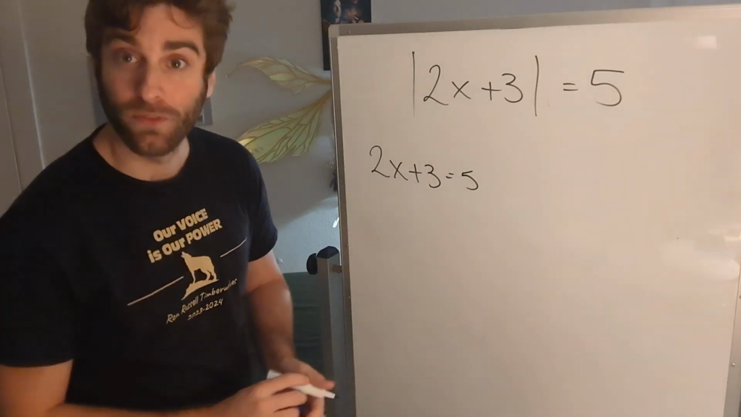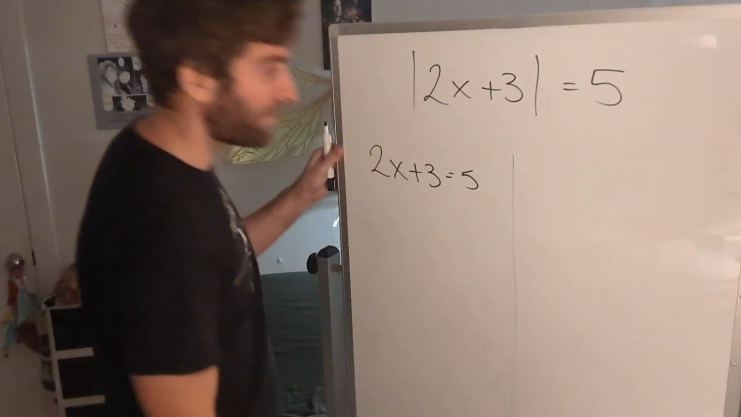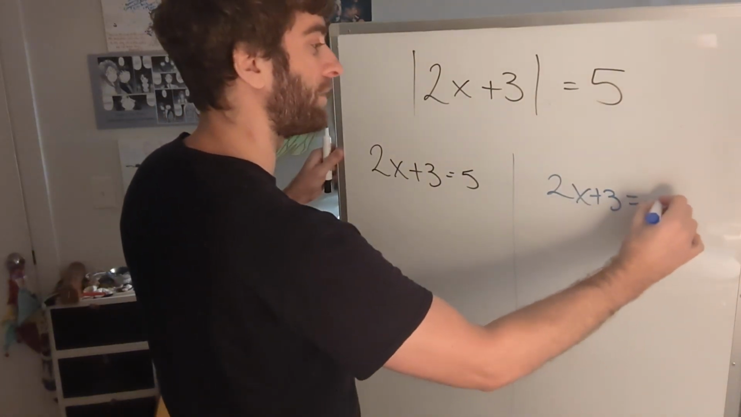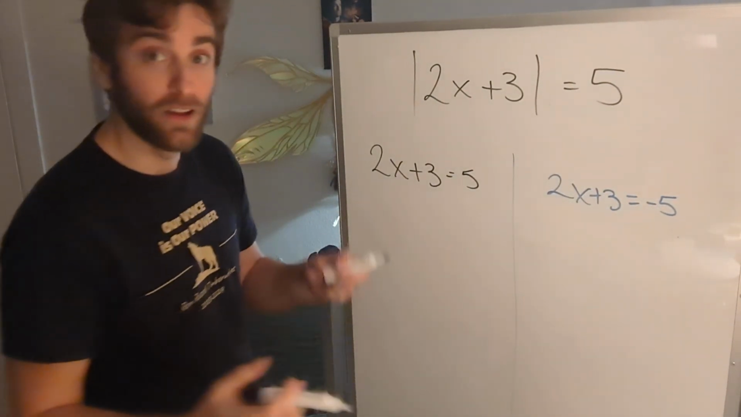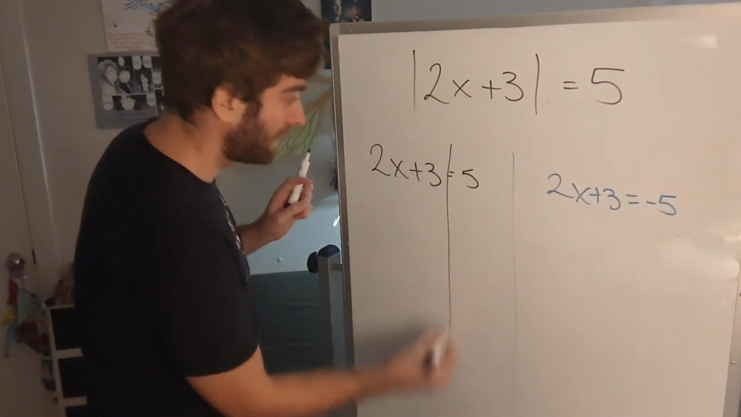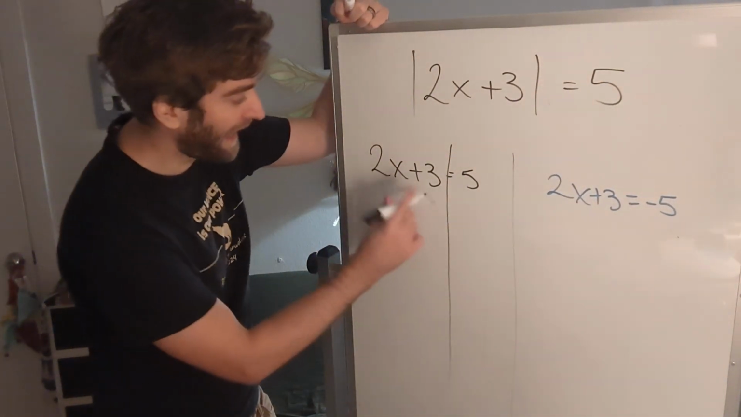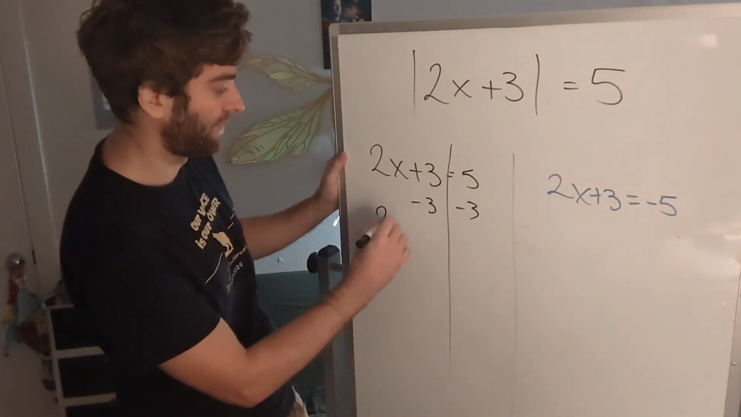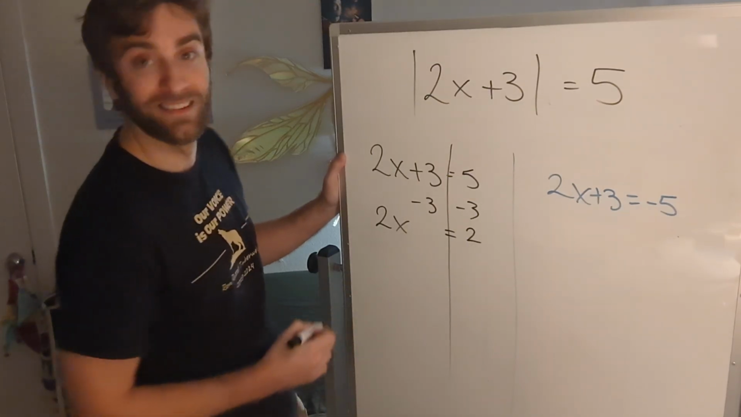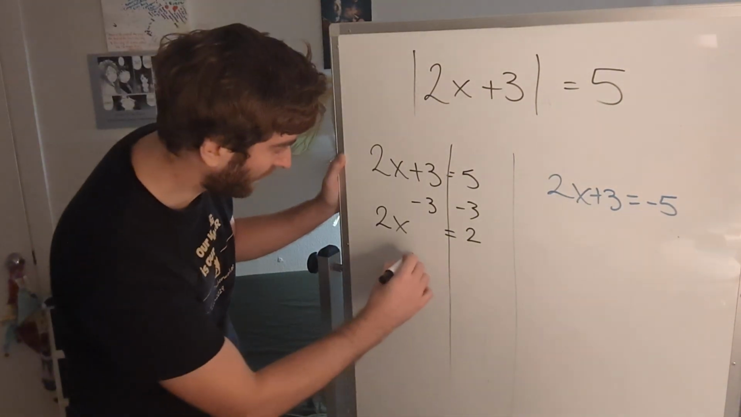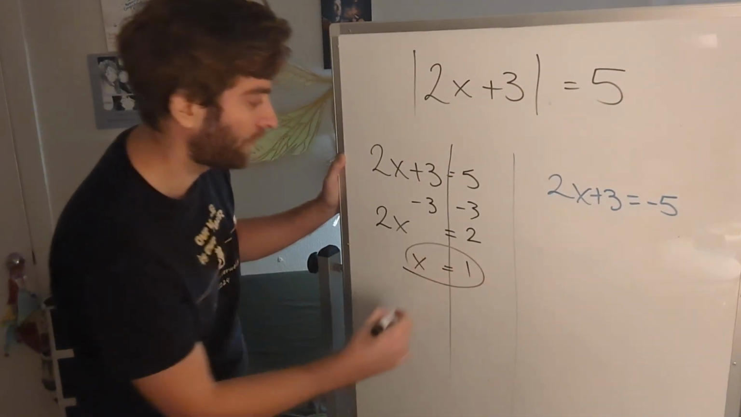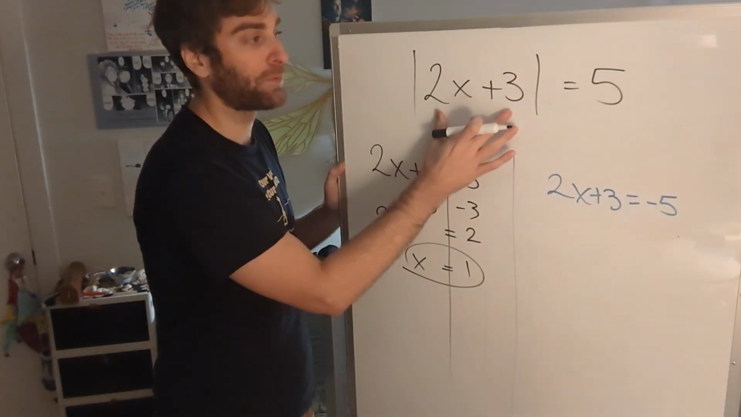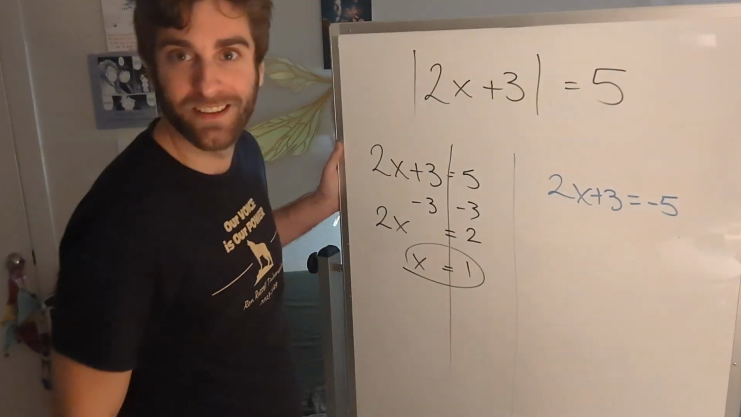2x plus 3 equals 5. And then I'll put my little line in the middle. 2x plus 3 is equal to negative 5. Boom. Done. Let's solve the positive side first. We're going to take away 3 from both sides. That gives us 2x equals 2. Well, what's that going to be? Well, x is just equal to 1. Let's double check. 2 times 1 is 2, plus 3 is 5. Absolute value of 5 is 5. We've checked it. It looks good.